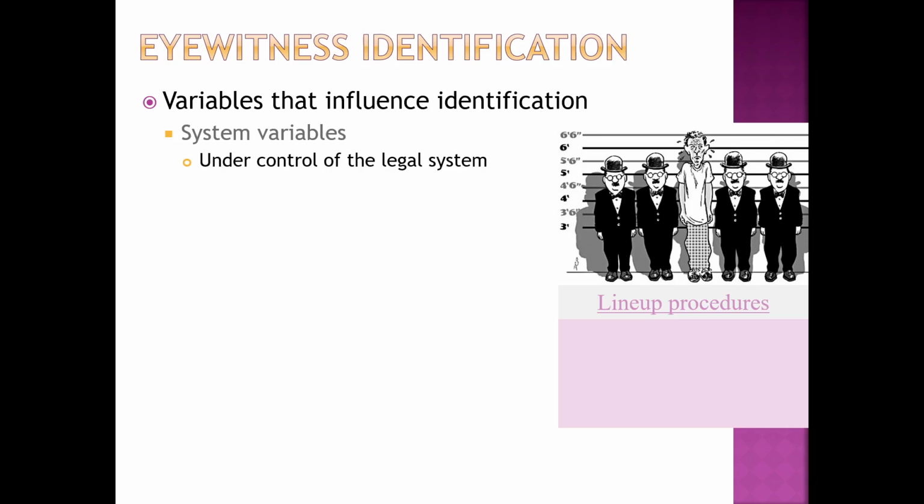Lineup procedures would be another system variable, another thing that's under the control of the legal system. Here I've got a cartoon. Everybody else looks exactly the same, and then you get the one perpetrator that looks different from everybody else, really sweating it out. I have lined up in the playlist an example of a lineup procedure, how it can go faulty. Unfortunately, I couldn't embed it into this slide, so it's next up in the playlist. Go ahead and watch that, and we'll come back and talk a little bit about what you saw on the other side.